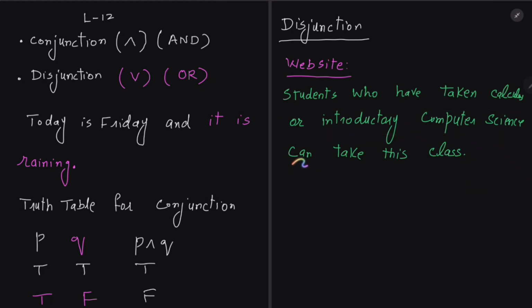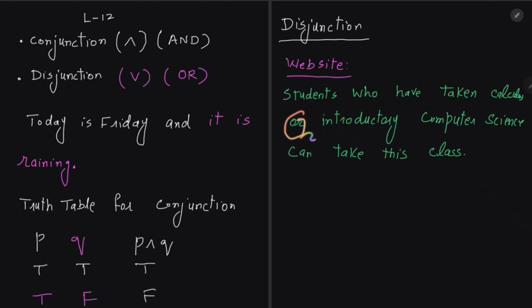The meaning of or is that you can take the class or any course when you have taken calculus. This is the basic requirement. Or you have taken computer science. You don't need to take both calculus and computer science to sit in this class, whatever that class is. So, or is very important.